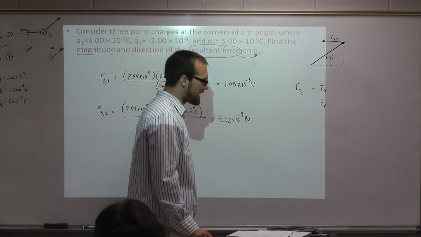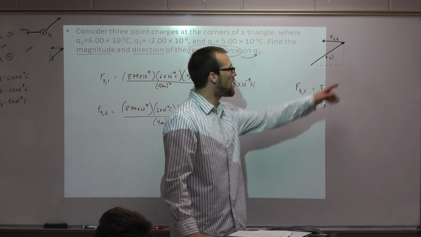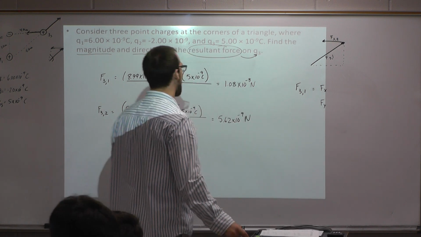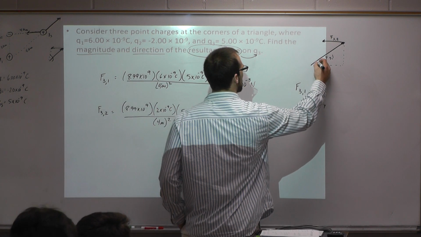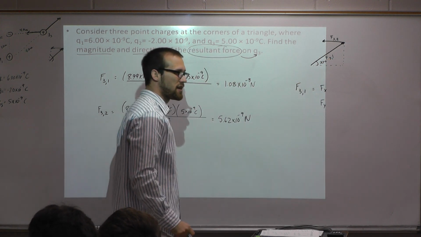So to find the x, it's going to be cosine because it's adjacent. To find the y, it's going to be sine because it's opposite. Now they'll give you this, but I forgot to write it up here. That angle is 37 degrees.